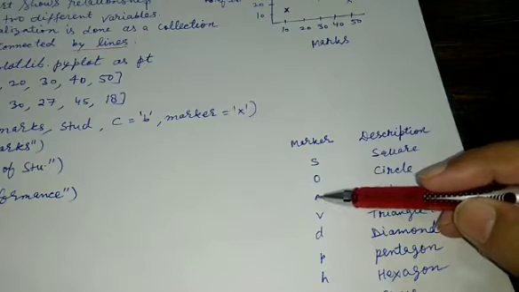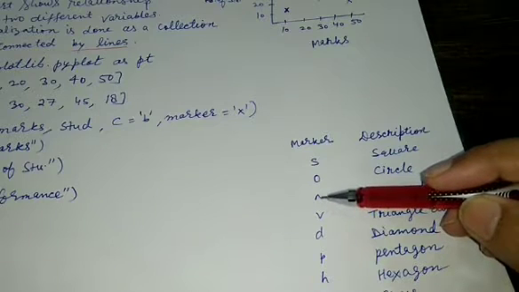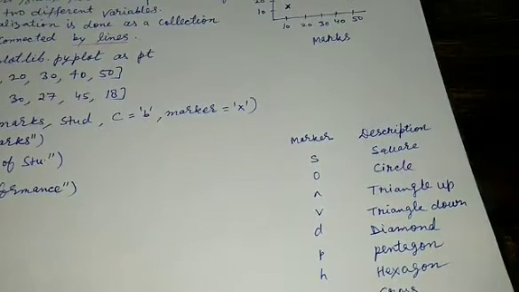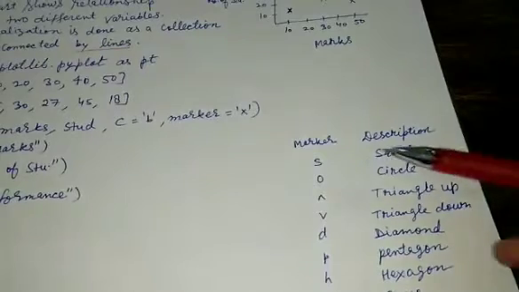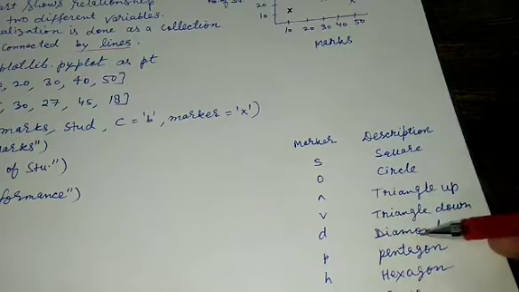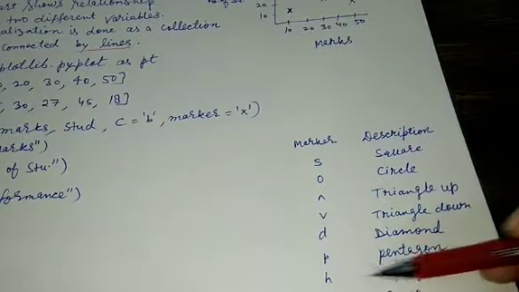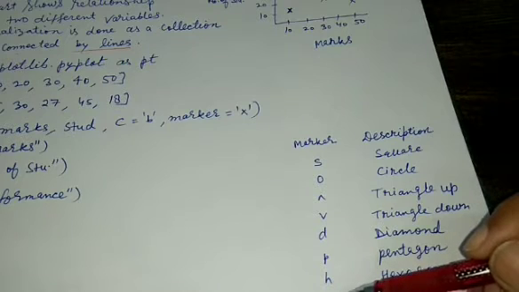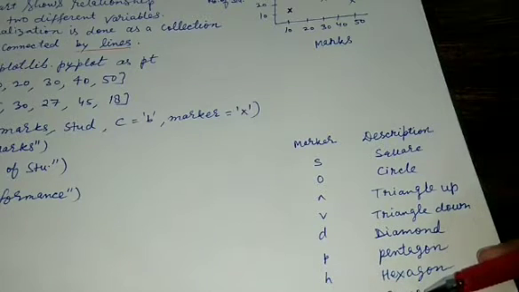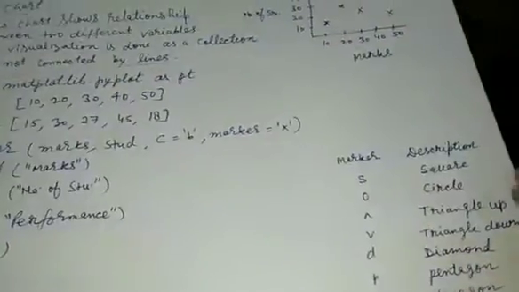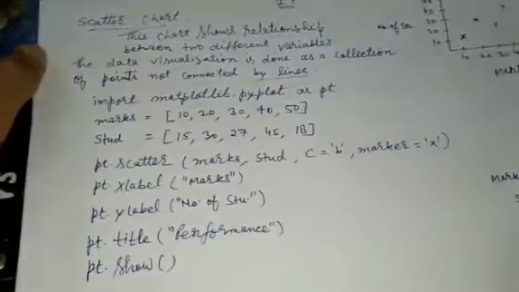This is a caret sign on the 6 number key. When you press the 6 number key with shift, you will get this sign. This is the small v for triangle downward, d for diamond, p for pentagon, h for hexagon. We have used this cross, or you can say small x, for cross point representation. Plus is used for plus sign. So come to the point over here.